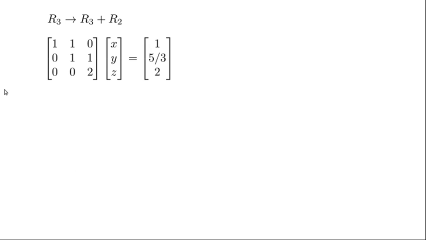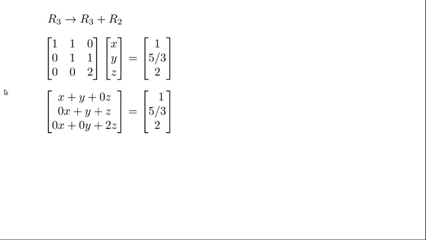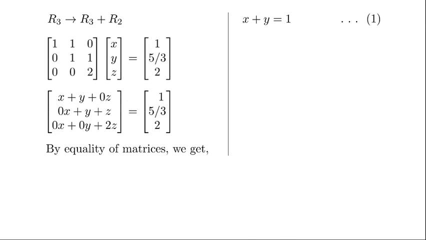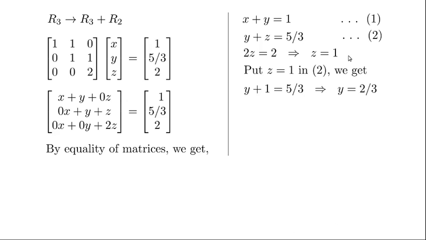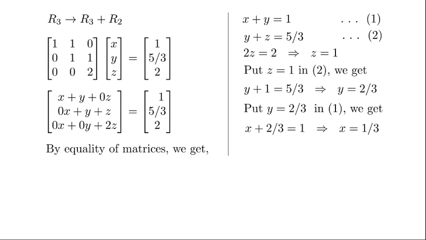So multiply the matrices, we get this equation, and now by equality of matrices we get x plus y equals 1, call it equation 1, y plus z equals 5 by 3, equation 2, 2z equals 2, therefore we get z equals 1. Put z equals 1 in equation 2, we get y plus 1 equals 5 by 3, therefore y equals 2 by 3. Now put y equals 2 by 3 in equation 1, we get x equals 1 by 3. So finally we get x equals 1 by 3, y equals 2 by 3 and z equals 1.